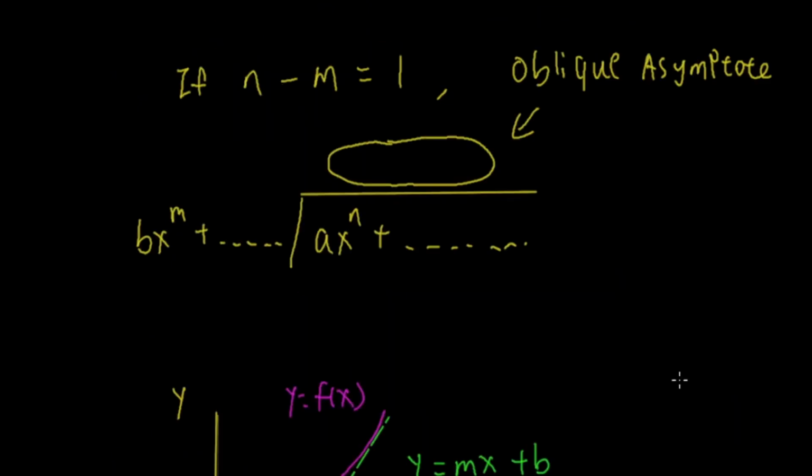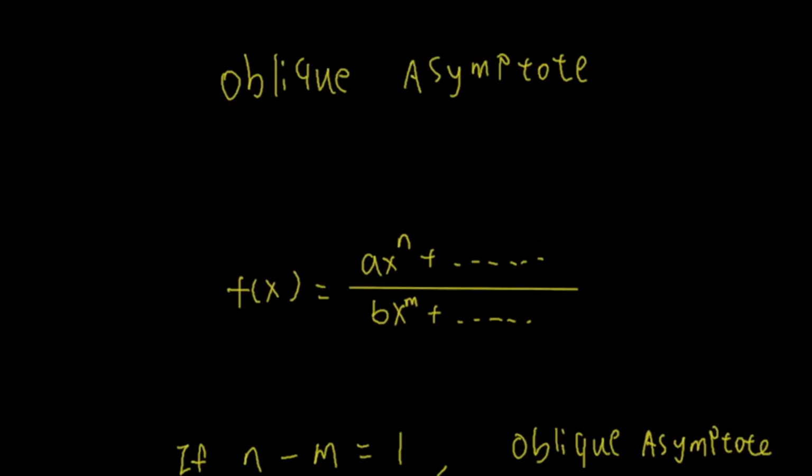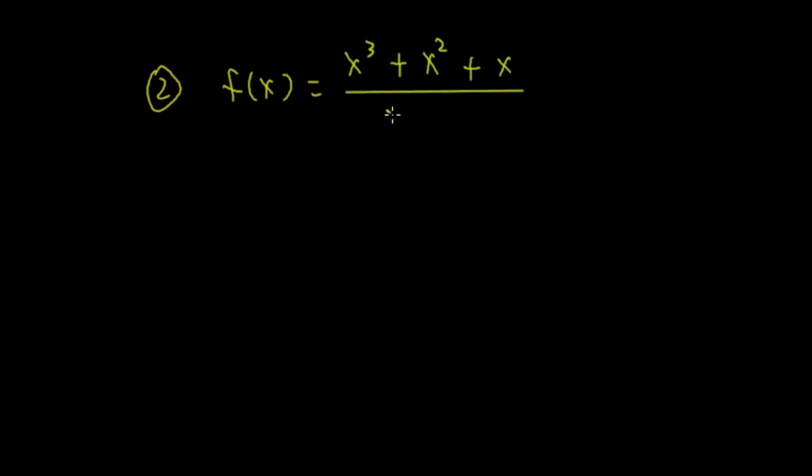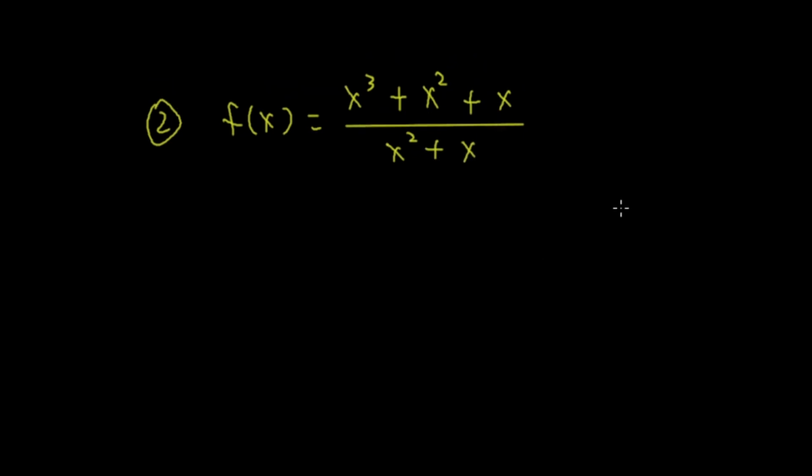Let's do another example. Here, example number 2. Let's say you have a function f of x equals x cubed plus x squared plus x divided by x squared plus x. Now, in this example, the highest degree of power in the numerator is exactly 1 greater than the highest degree of power in the denominator. Then you should have an oblique asymptote.